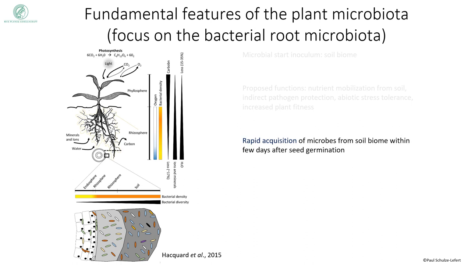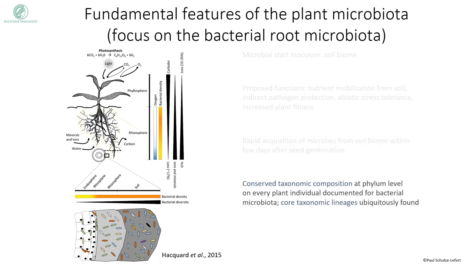What we know is that the acquisition of these microbes from soil onto and inside roots really is a rapid process that happens within a few days after seed germination. And another very important feature of the bacterial root microbiota, important for my presentation today, is that despite the diversity, there's a conserved taxonomic composition at high taxonomic ranks, so at the bacterial phylum level. And I will discuss this in detail. Another important concept is the core microbiota, and there are core taxonomic lineages that are ubiquitously found enriched in roots of different plant species and in different soil types.